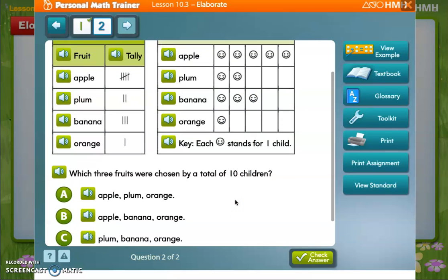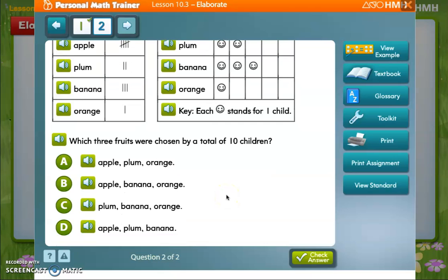So option C says plum, banana, and orange. All right, let's give it a try. So start with the plums. 1, 2. Then we go to the bananas. 3, 4, 5, and then the orange, 6. So that doesn't equal 10 either.